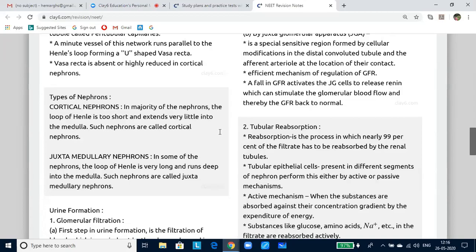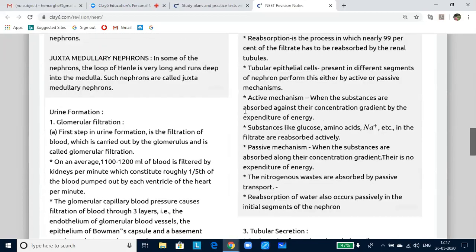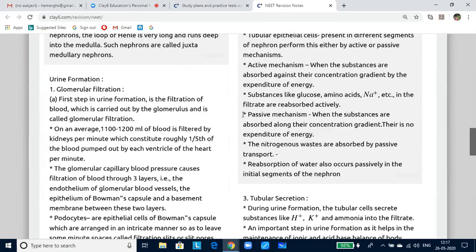Now let us look into the urine formation. There are 3 steps in urine formation. One is glomerular filtration, second is reabsorption, and third is tubular secretion. Now let us look into glomerular filtration.